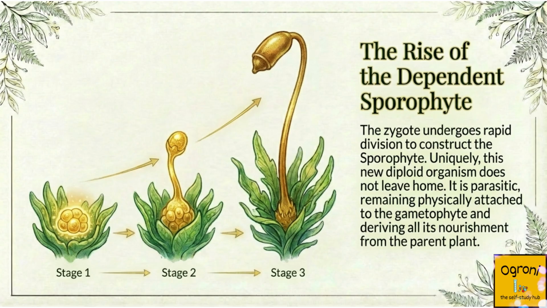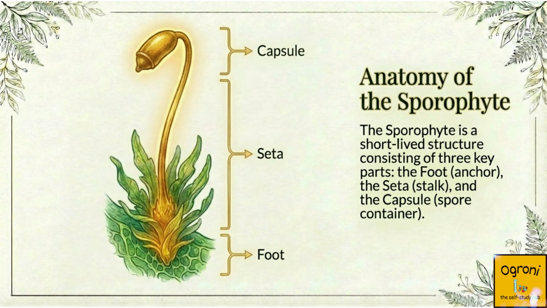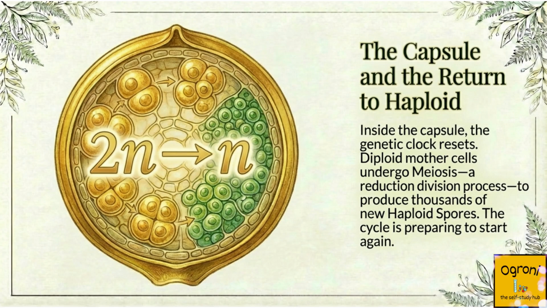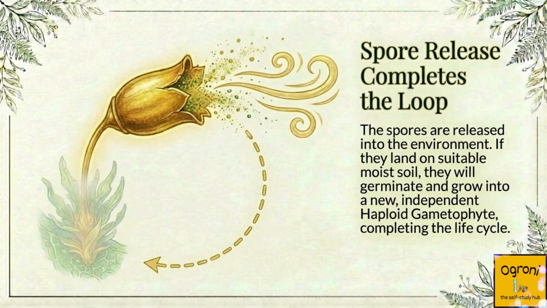After fertilization, a diploid zygote is formed. This diploid zygote undergoes rapid cell division and develops into the sporophyte. The sporophyte remains attached to the gametophyte for nourishment. The sporophyte has a foot, seta, and capsule. Inside the capsule, cells undergo meiosis to produce haploid spores. These spores are released from the capsule and develop into a haploid gametophyte.